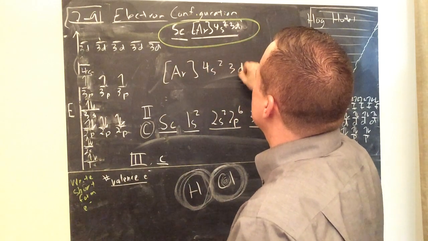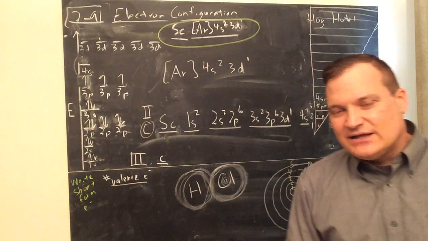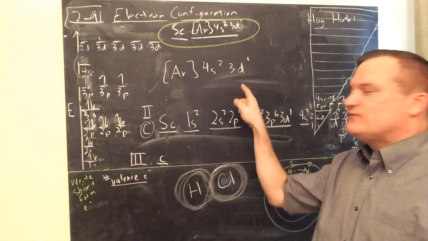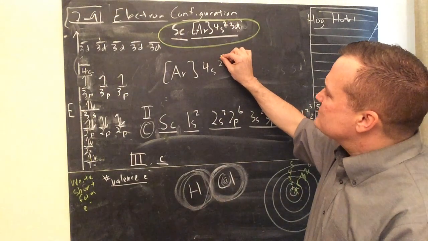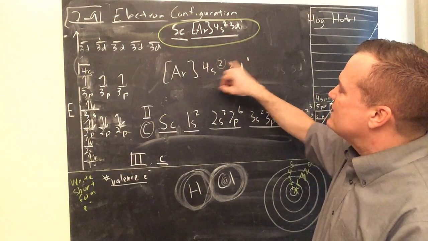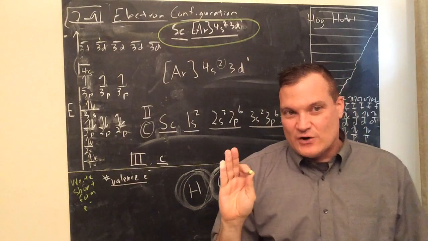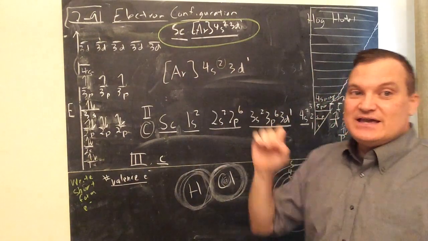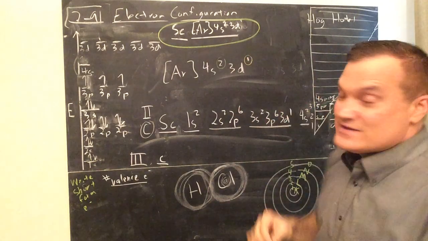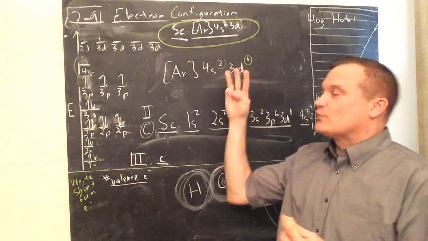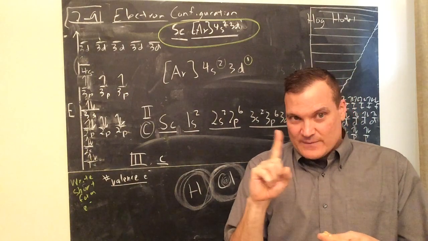And listen carefully when I tell you. When you write the short form, the valence electrons will always be all the electrons that are left over after the noble gas. So 2 plus 1 is 3 in this case. So you'd say scandium has 3 valence electrons. But now, hold on, there's an exception.